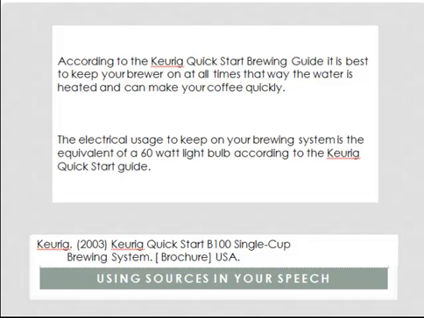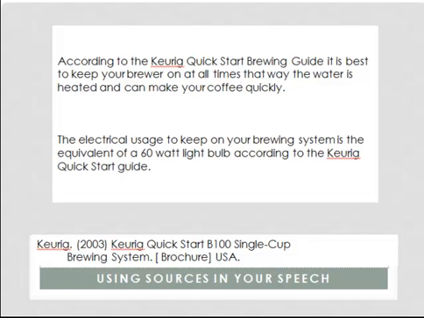So the first quote I have is, according to the Keurig Quick Start Brewing Guide, it is best to keep your brewer on at all times. That way the water is heated and you can make your coffee quickly. So one of the ways you can do it is report your research before the actual information. The other way is you can report your research after the information, as in the second example. The electrical usage to keep on your brewing system is the equivalent of a 60-watt light bulb, according to the Keurig Quick Start Guide. So either way, you can report it before or after.